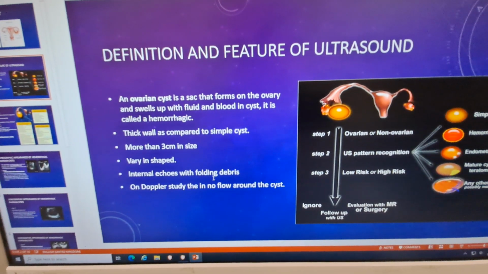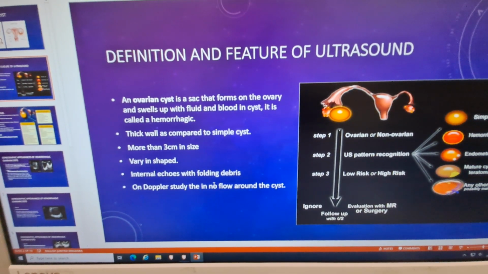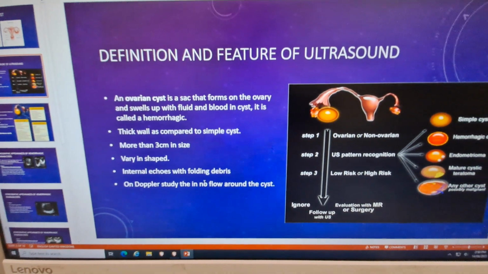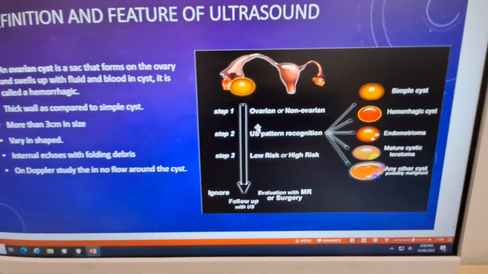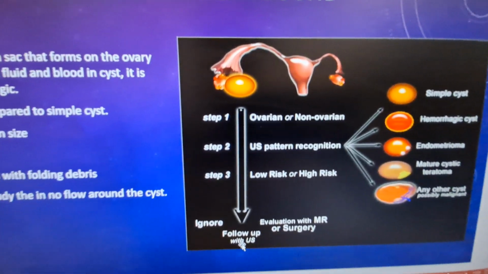This is a very important part. Hemorrhagic cysts have no flow, because if there is flow, there is going to be a cancerous site. So you can see this picture, which is very famous in ultrasound and everywhere.